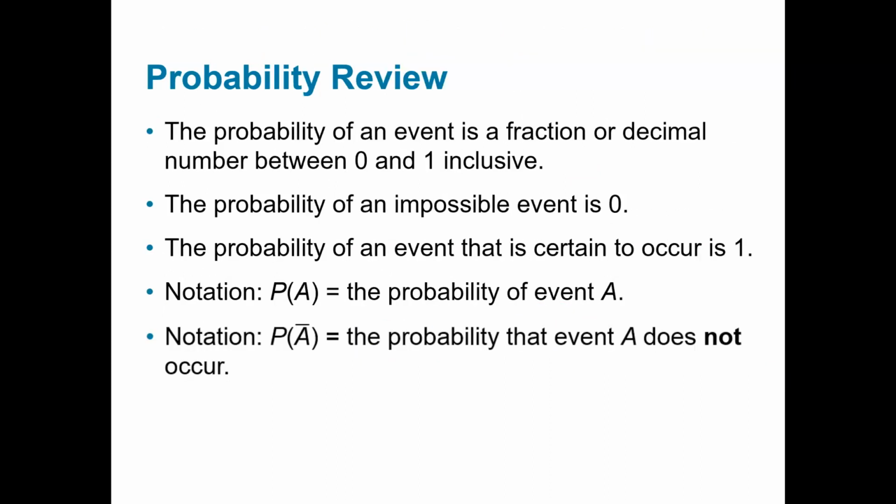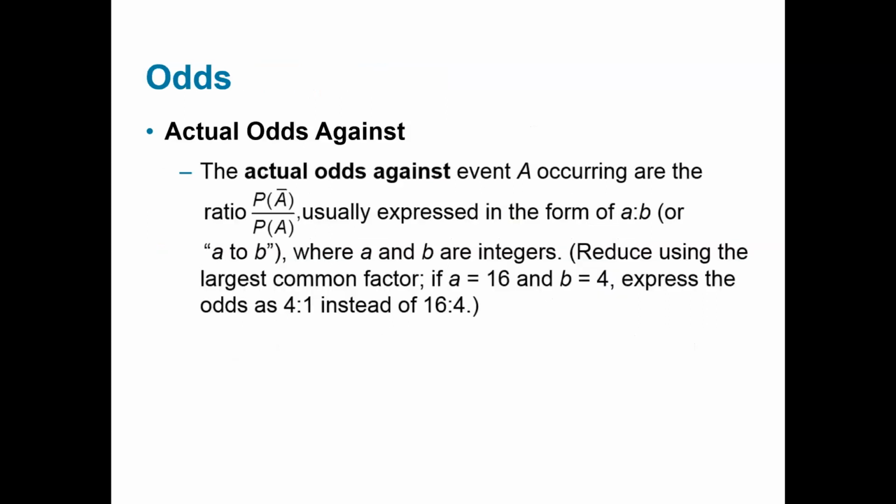So again, to conclude for probability, the probability of an event is between 0 and 1, and we're not talking about percents, we're talking about decimal fractions. The probability of an impossible event is 0. Something that is certain is 1. We use P of A for event A, and then this represents the complement, the probability of not A.